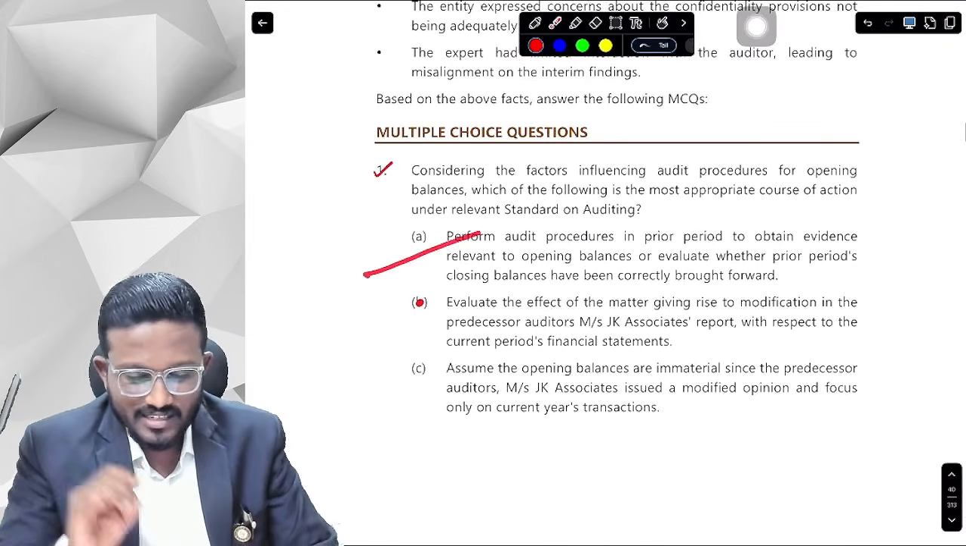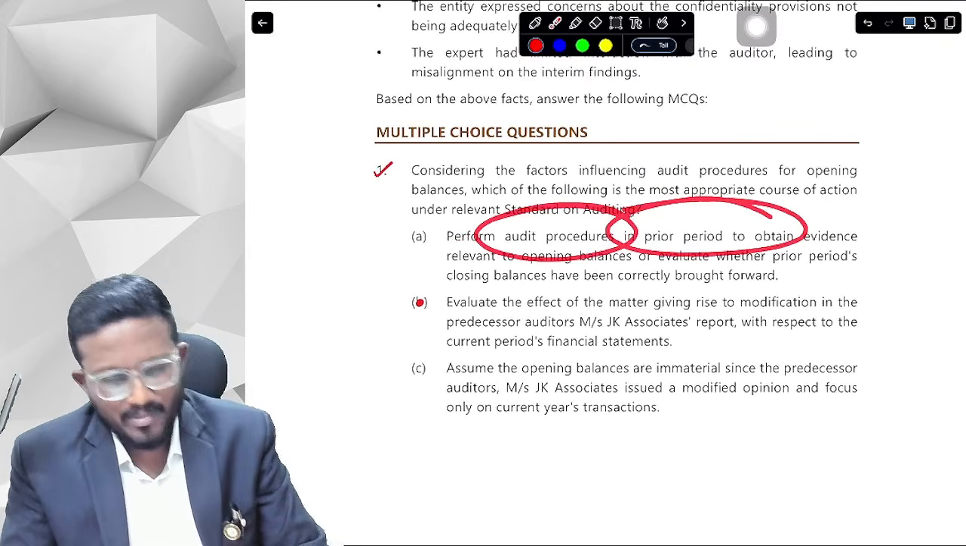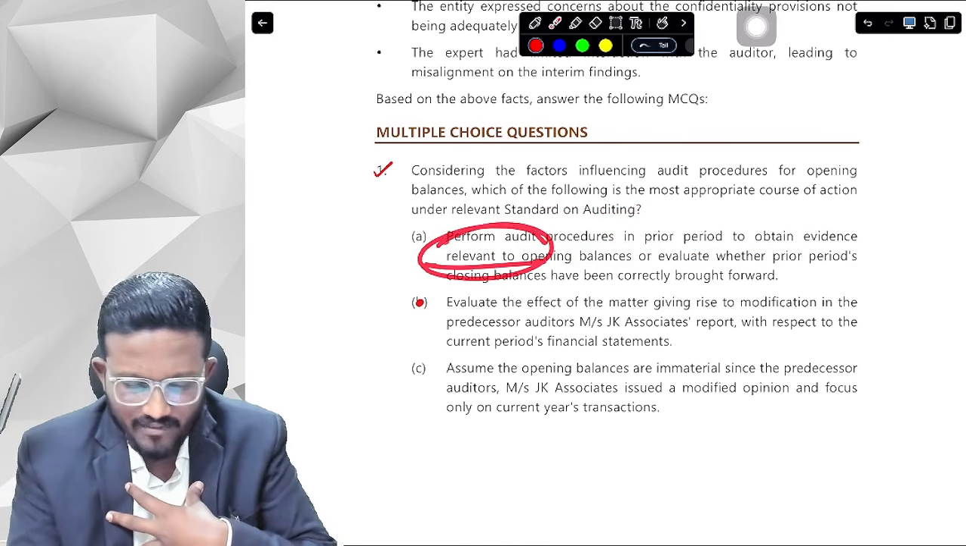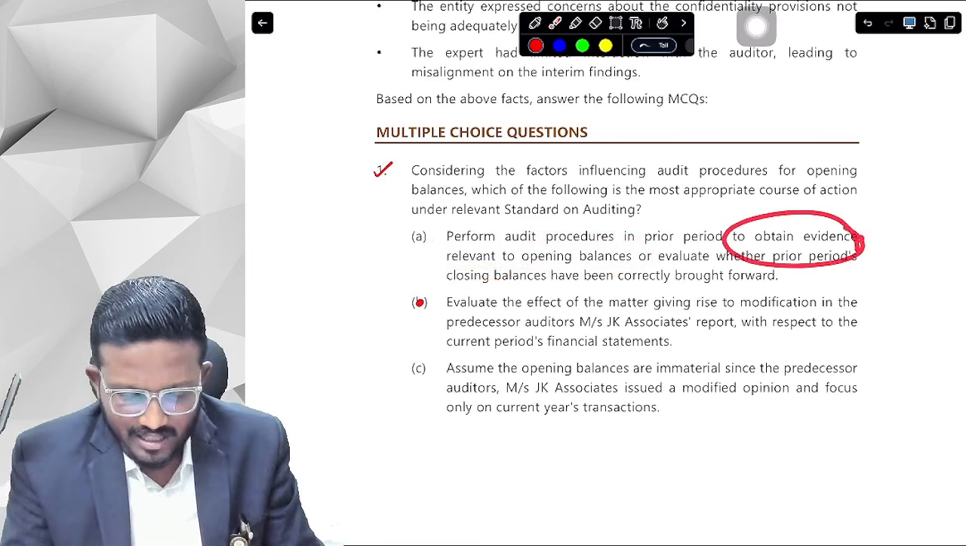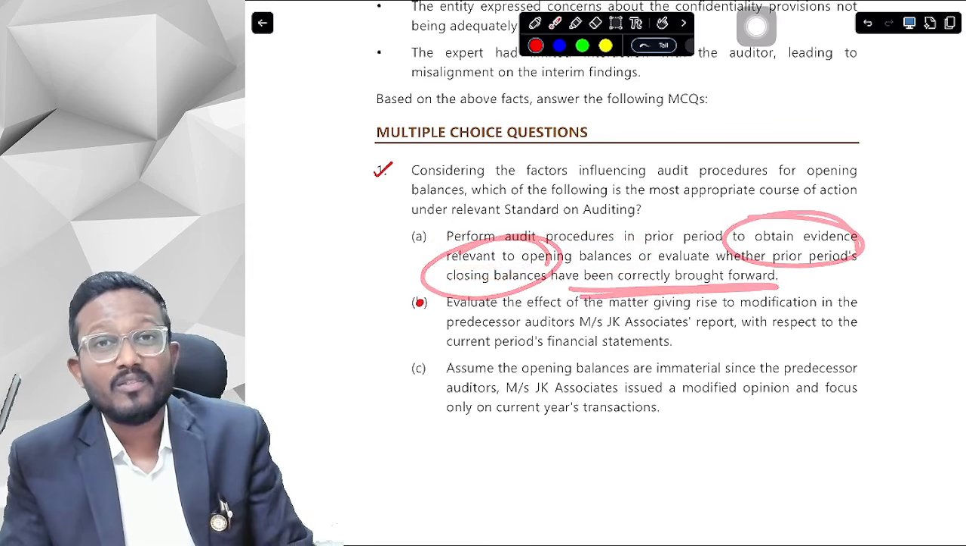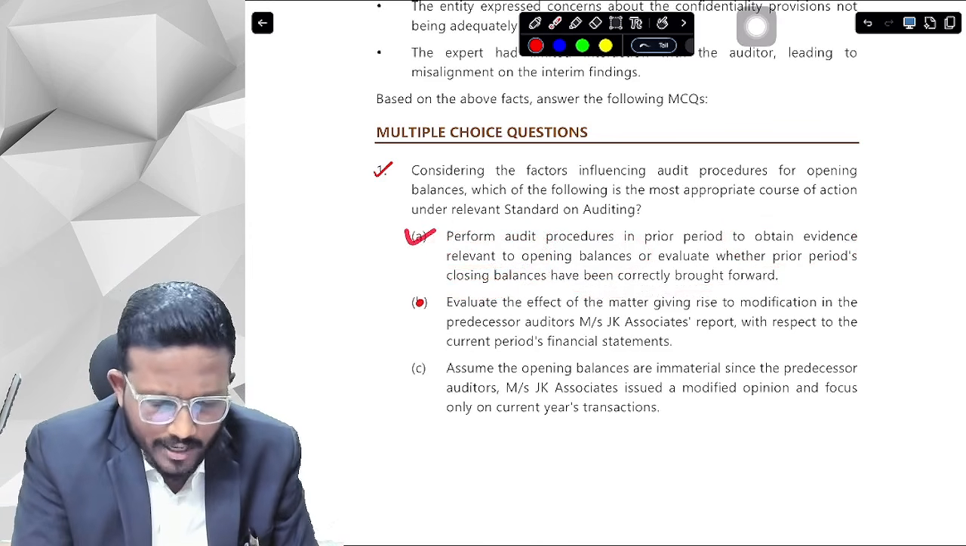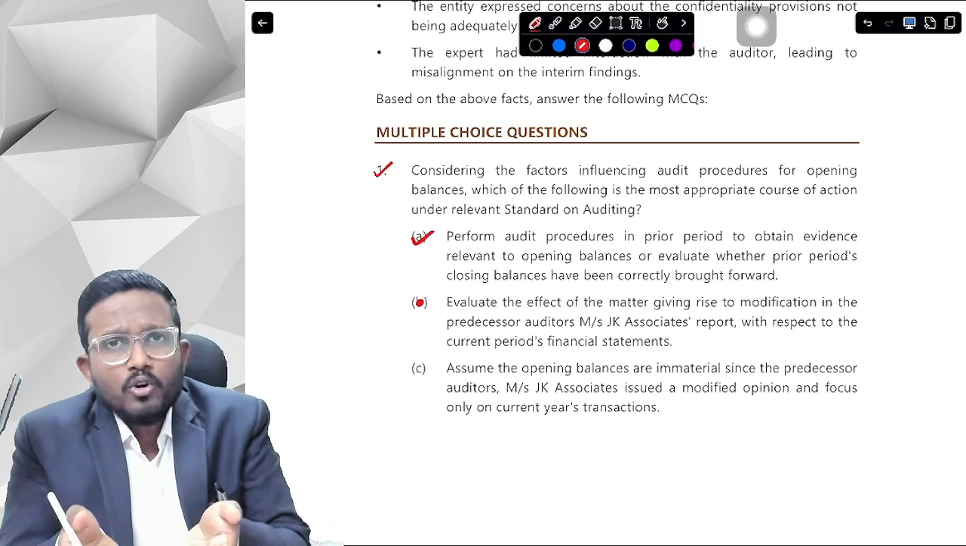First it says that we need to perform the audit procedures in the prior period so that we can obtain the audit evidence that is relevant to opening balances, or we need to evaluate whether the prior period closing balances have been correctly brought forward. Now you can think, okay sir, this is also correct. Yes, this is also correct. We have to do this as per SA 510.